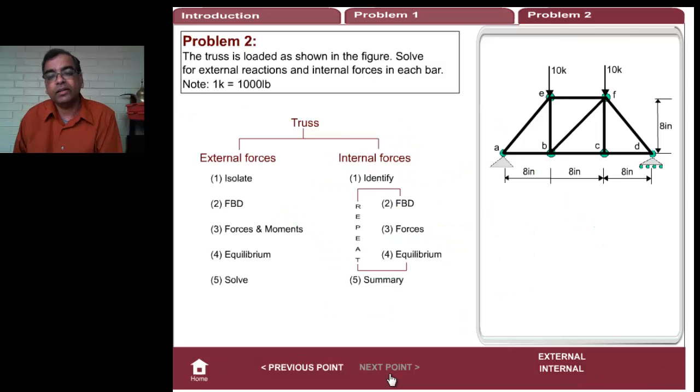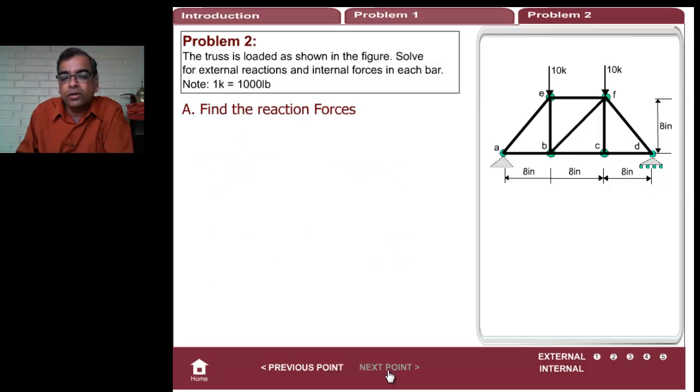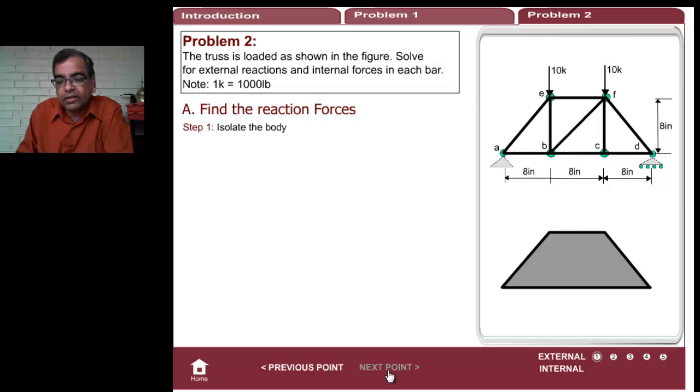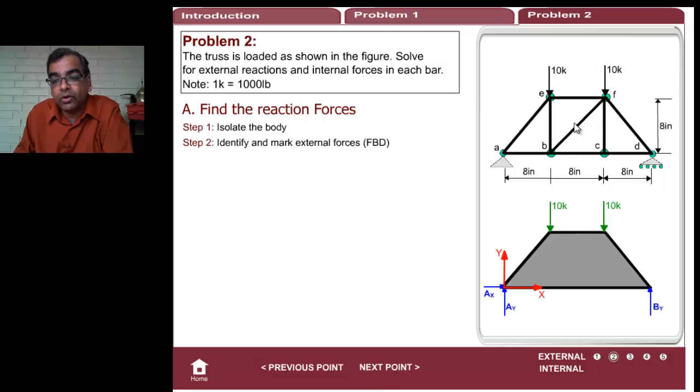Okay, now let's look at another problem. This is a little bit more complicated, more joints, and I will tell you a little bit about the joint strategy. So again, let's start. We first find the external reaction forces. I'm going to go through this kind of fast. There is the external, that's the free body diagram for the whole body. Notice none of the inside bars matters.